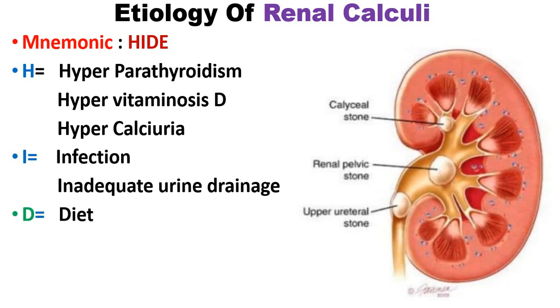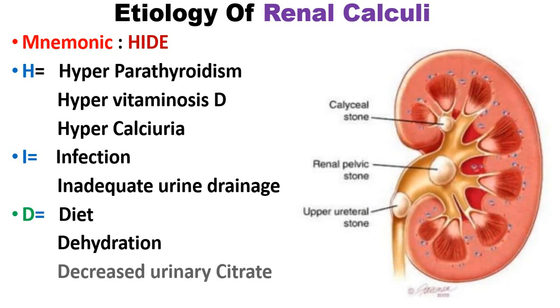The first D is diet. If the diet contains the different renal stone-causing substances, it can cause renal stones. The next D is dehydration. If the water concentration is low in the body, it can cause renal stones. The second and third D is decreased urinary citrates. It can cause renal calculi.